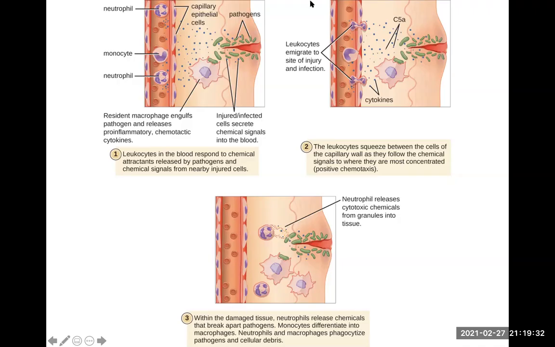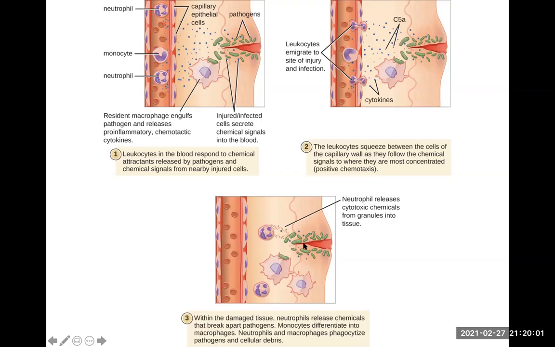And then step 3 down here is within the damaged tissue. Neutrophils are going to release chemicals that break the pathogens apart. Monocytes then are going to differentiate into macrophages. Those macrophages then are going to pick up anything old, dead, or dying and phagocytize it and get rid of any cellular debris to basically clean up that area. The idea here, you guys, is that we keep the pathogens out of the bloodstream by having the white blood cells come out rather than the pathogen going in.